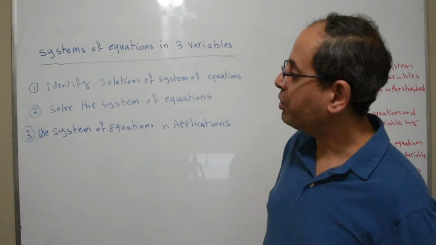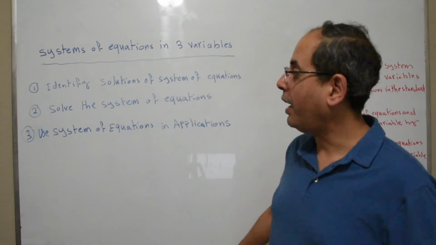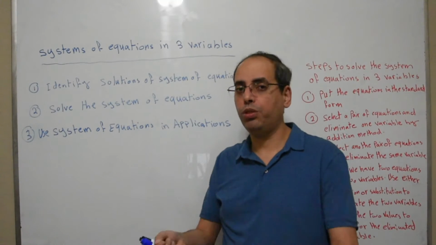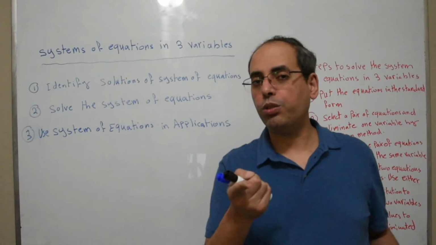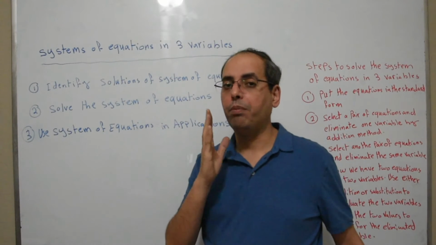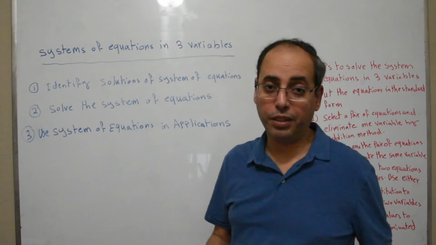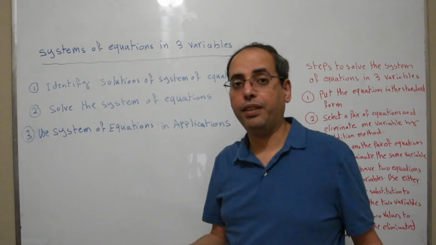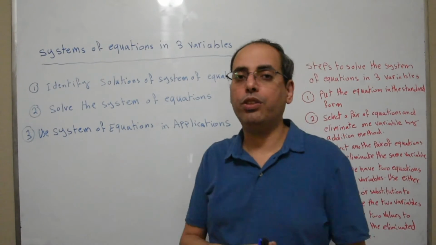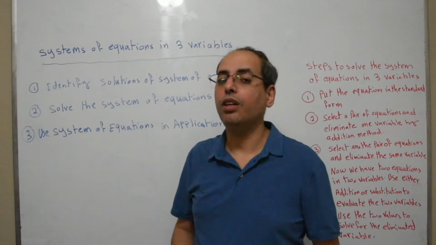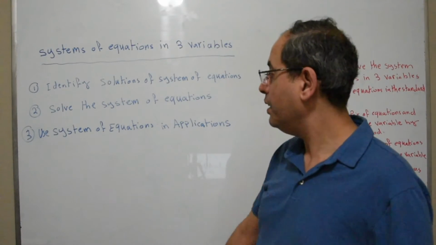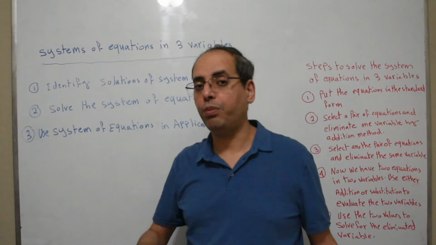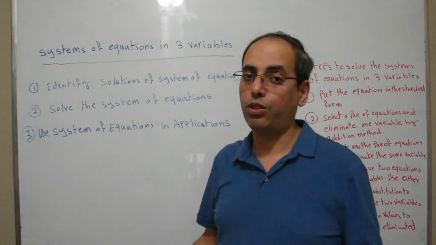So first of all, the objective of today is, number one, to identify a solution of the system of equations. In other words, if I give you a solution, you have to determine whether it is a proper solution for the system of equations or not. We're going to learn how to do that. Number two, how do we solve a system of equations? Is it the same as with two variables or different? This is what we're going to see. Number three, the system of equations in an application. I'm going to give you one application, and we'll see how we interpret it as a system of equations and solve it.